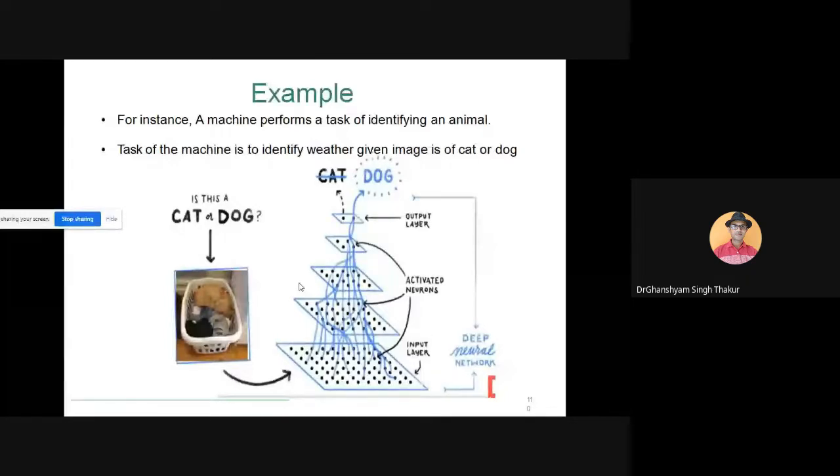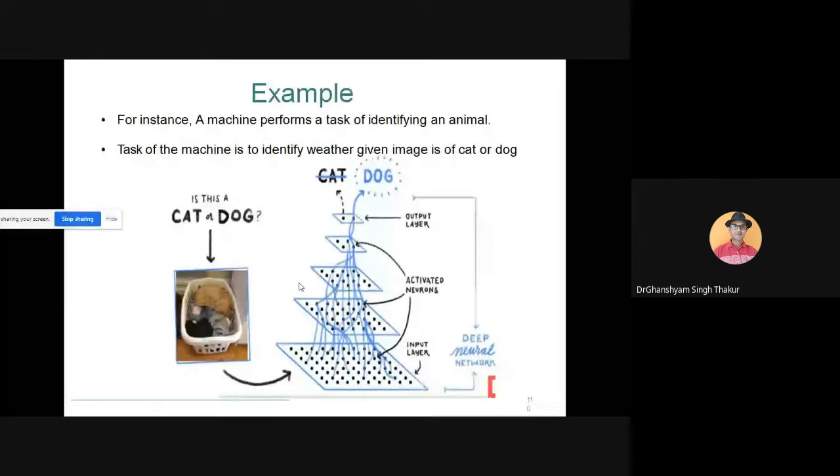So this is the problem: identify the given image in the basket, that is cat or dog. So you have to develop your neural network, and this neural network will take this image as an input, and the neural network will process the image and give the output.